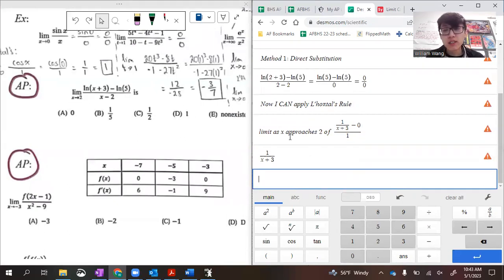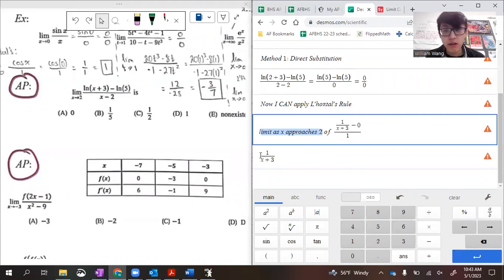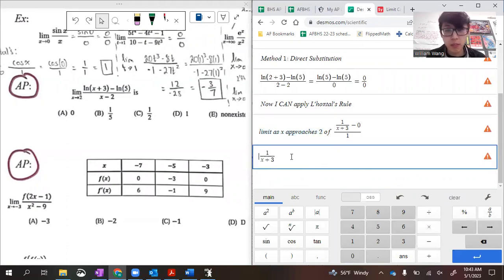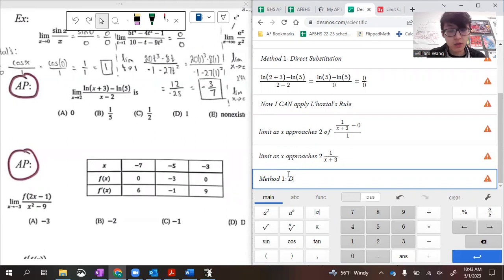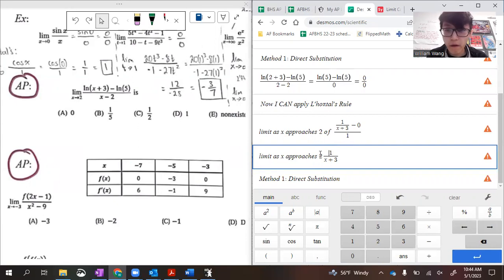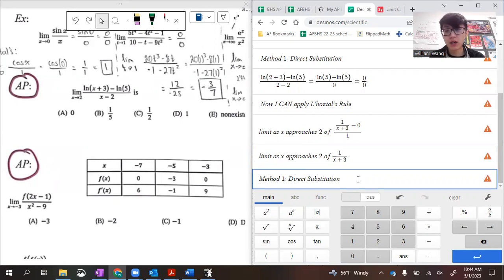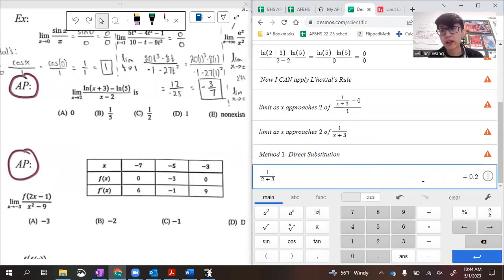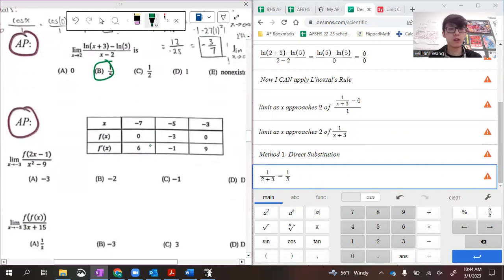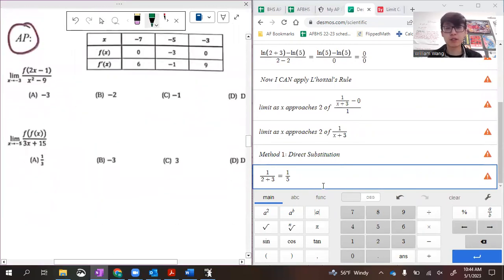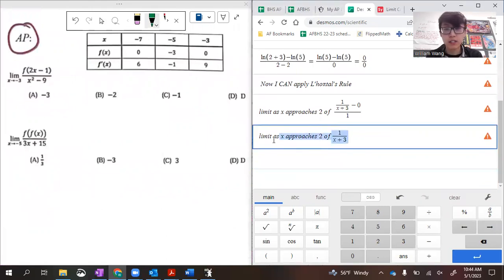Well, how am I going to solve this limit as x approaches 2? Well, I go back to my limit methods, and my method 1 is direct substitution. So direct substitution of 1 over x plus 3 is going to be 1 divided by 2 plus 3. That is simply 1/5. That means my answer choice is going to be B. All right, hopefully that makes sense for this problem. All right, let's keep on going.